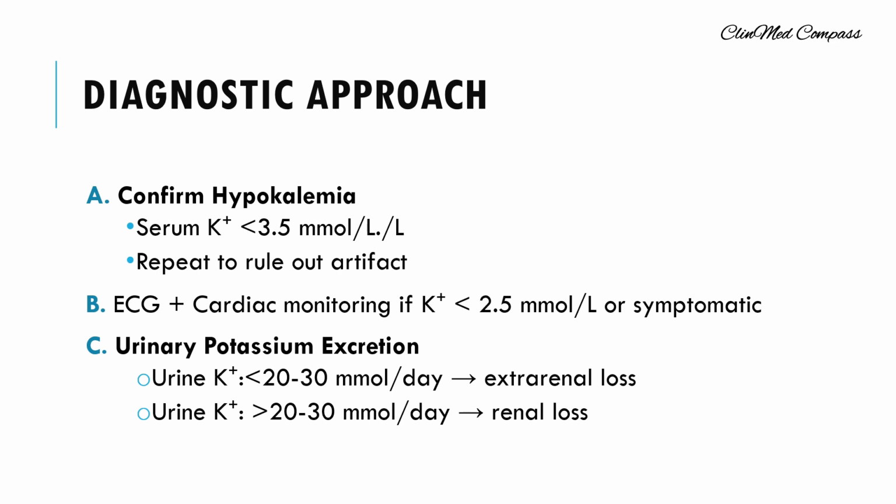You check urinary potassium excretion. This helps to differentiate between extrarenal loss and renal loss of potassium. If the urinary potassium is less than 20 to 30 millimoles per day, it suggests extrarenal loss. If it is greater than 20 to 30 millimoles per day, it suggests renal loss.